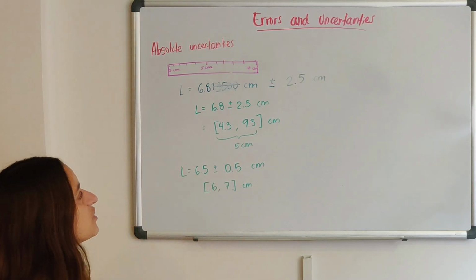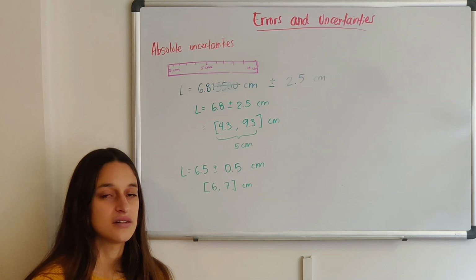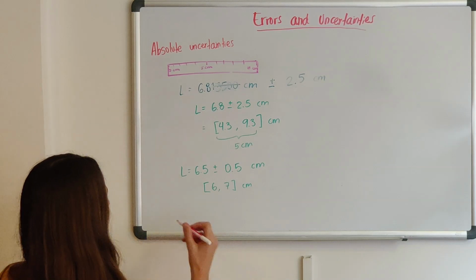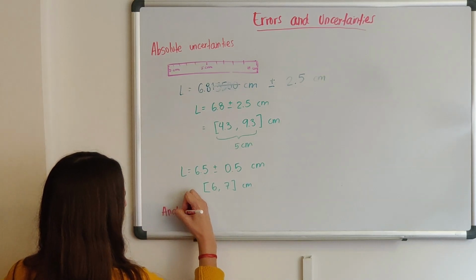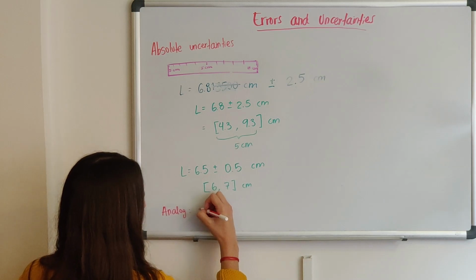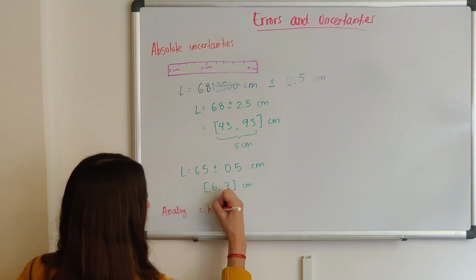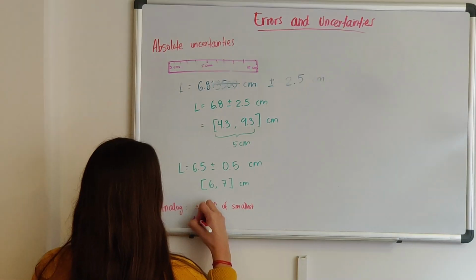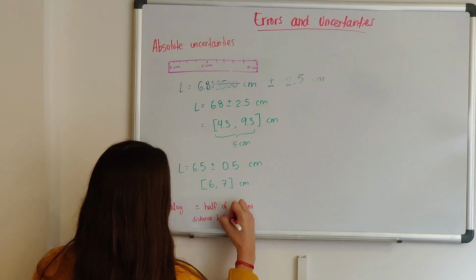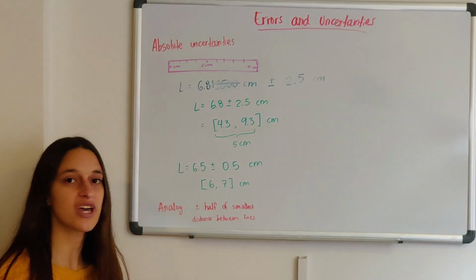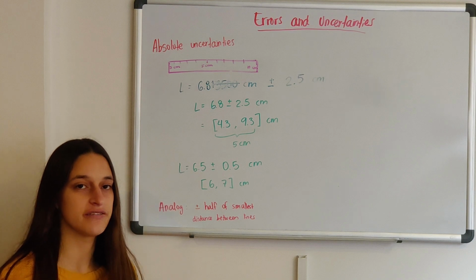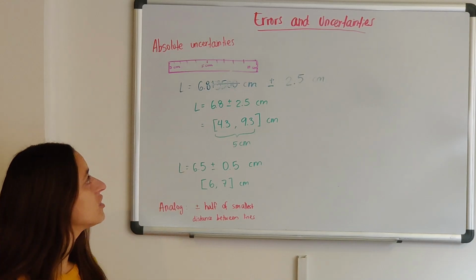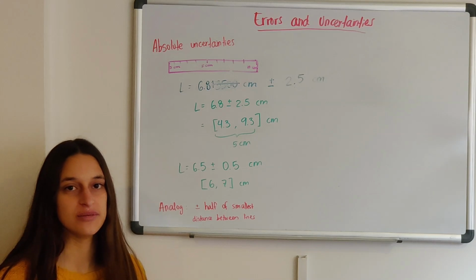So this is what happens with anything that is analog. So basically the rule for analog devices is plus or minus half of the smallest distance between lines. Yeah, so the closer together the lines are, the more lines there are in a device, the more precise it's going to be to measure your results. Now that's for analog devices, any analog device with lines and marks.